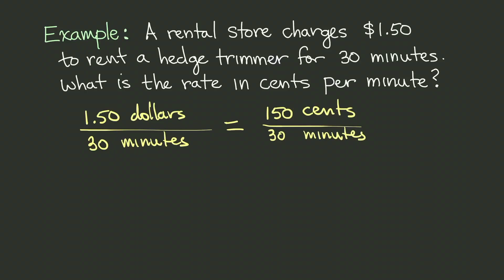Now our units are what we want for the final answer, so let's simplify that fraction. Now 150 is divisible by 30, so we can just divide top and bottom by 30, so we'll get 1 on the bottom, and we'll get 5 on the top. And so we're going to have 5 over 1, or just 5 cents per minute. So now we've rewritten our ratio $1.50 over 30 minutes as 5 over 1, or just 5 cents per minute. So this forms a proportion.